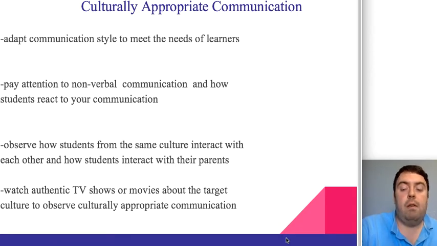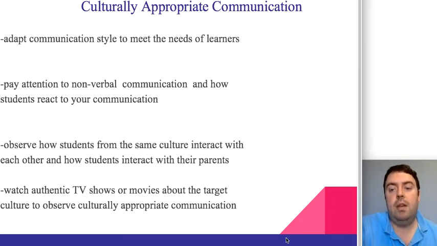One way to do background research would be to watch authentic TV shows or movies that are made by people who come from those home cultures, and you can watch how people interact and relate to each other, what kind of obligations different generations have, how people communicate with each other, and how close they sit or how close they are when they interact. That can give you an idea of how students from those home cultures prefer to interact.